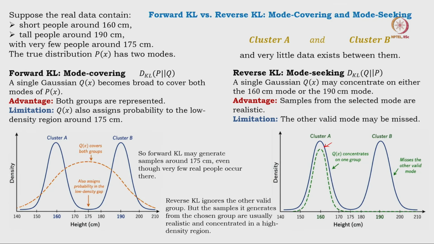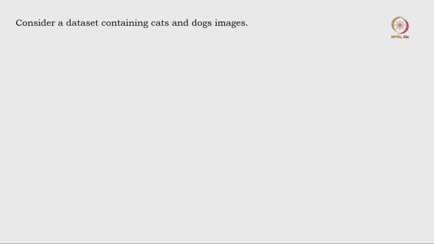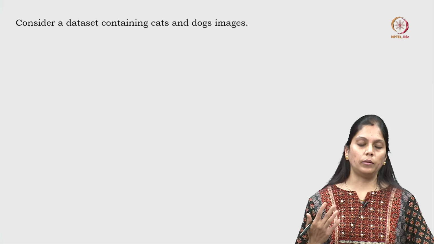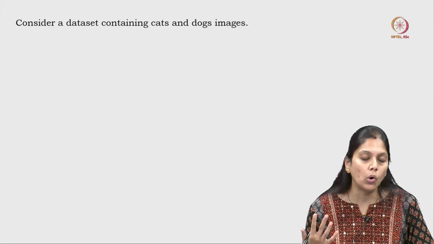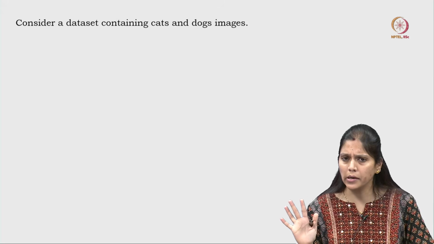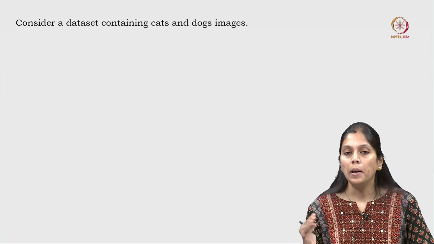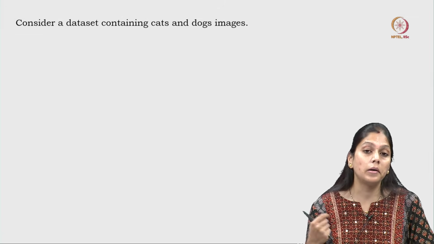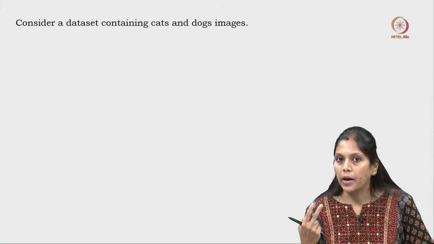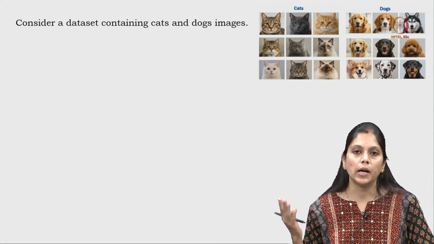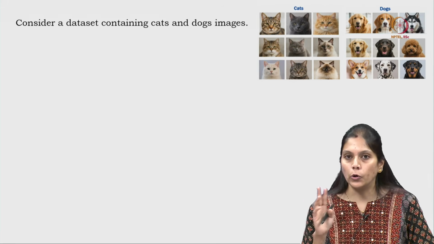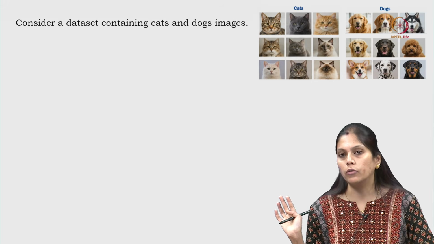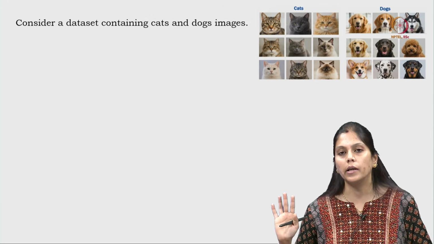So this is all about one example we have given, and let us take the last example so that the visualization is clearer to you. Again we are discussing forward and reverse KL, but now I am showing you with an example how it is going to produce unrealistic data. Consider we have a data set with cats and dogs images. So you have a set of cat images and a set of dog images. This is the data set that we have.